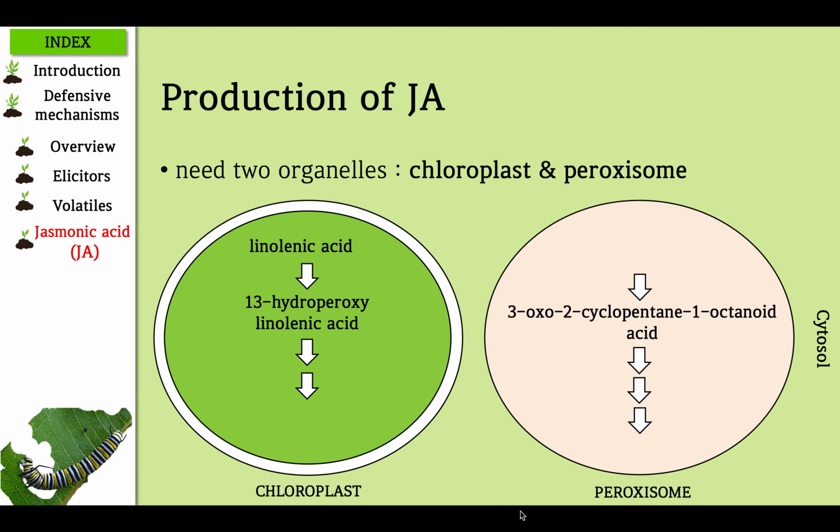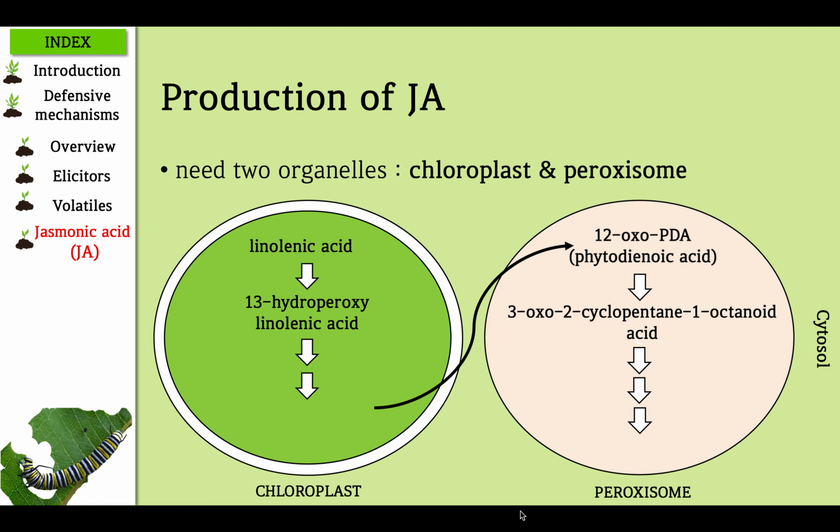This process needs two organelles, chloroplast and peroxisome. In chloroplasts, linolenic acid goes through the lipoxygenase-mediated stage and is converted into 13-hydroperoxylinolenic acid. Allene oxide synthase and allene oxide cyclase work at the following two stages, and the final product in chloroplast is 12-oxo-phytodienoic acid. This acid moves to the peroxisome, and through a series of enzyme-mediated processes, jasmonic acid is finally produced, and jasmonic acid diffuses into the cytosol.